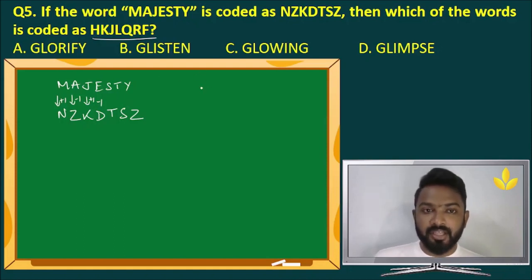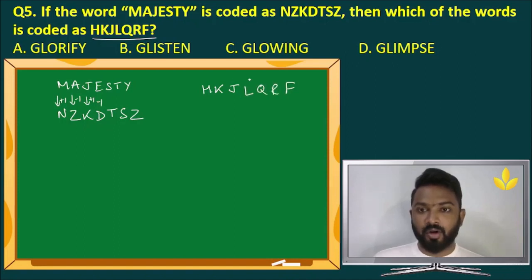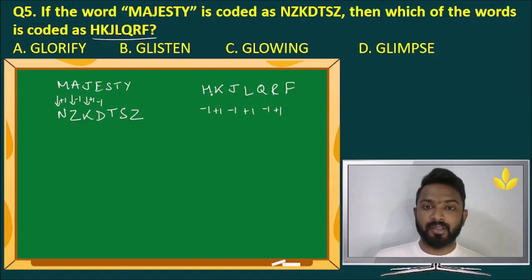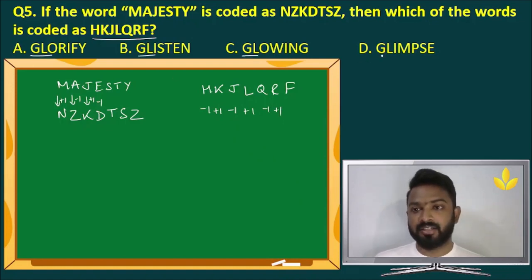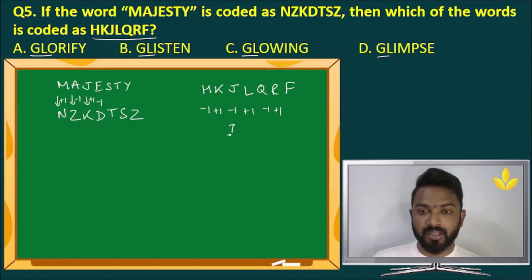So in order to decode the message HKJLQRF, it will be the opposite of this. So to encode it was plus 1, minus 1, plus 1, minus 1. To decode it will be minus 1, plus 1, minus 1, plus 1, minus 1, plus 1, so on. So everything starts with GL, GL, GL, GL. So we don't need to care about the first two letters. After that, J minus 1, that is I.